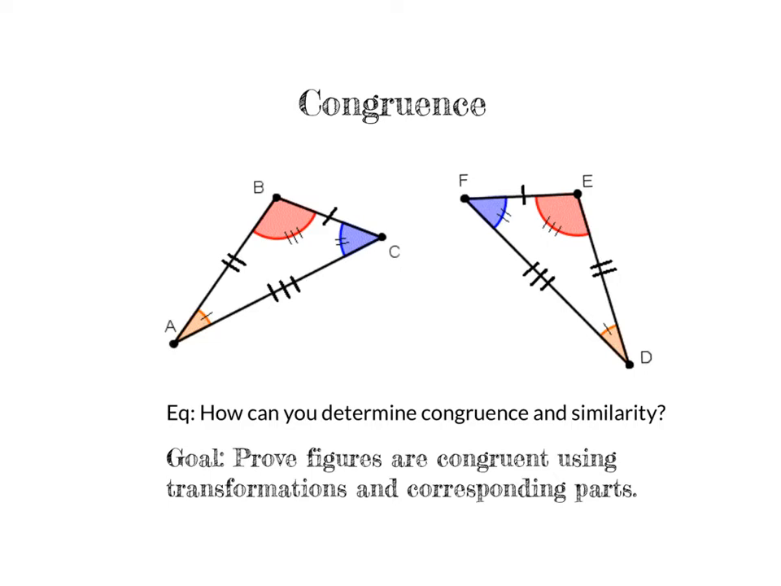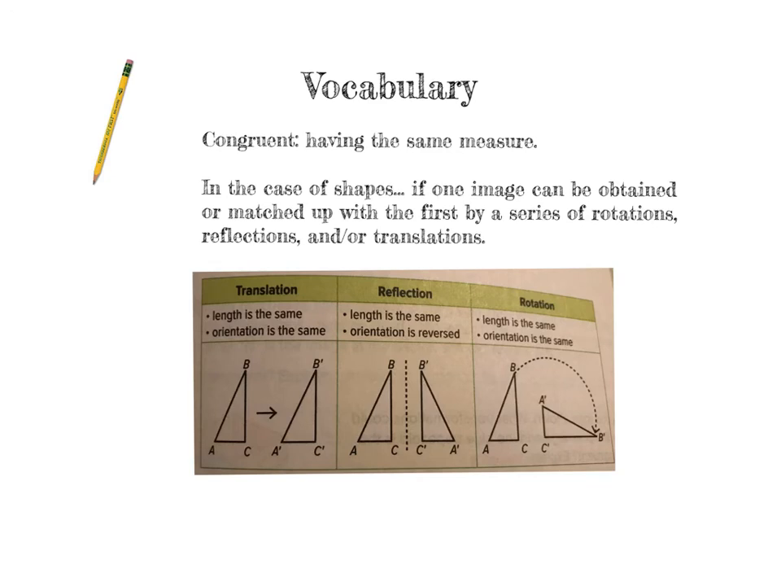For this unit, our essential question is, how can you determine congruence and similarity? Our goal today is to prove that figures are congruent using transformations and corresponding parts. Some of our vocab for today is congruent, and that means they have the same measure sides and the same measure angles, and that is staying consistent.